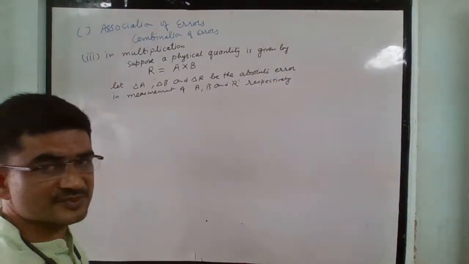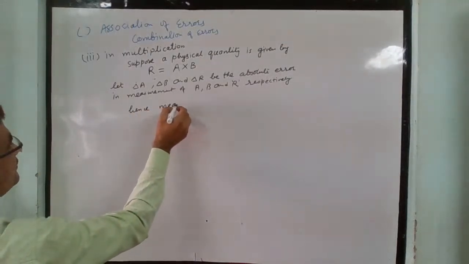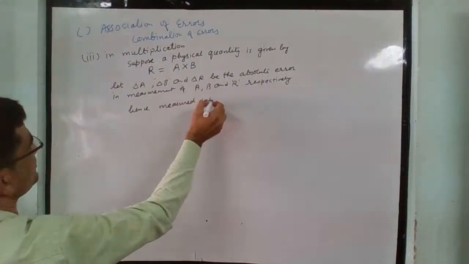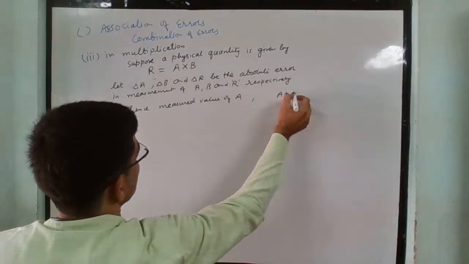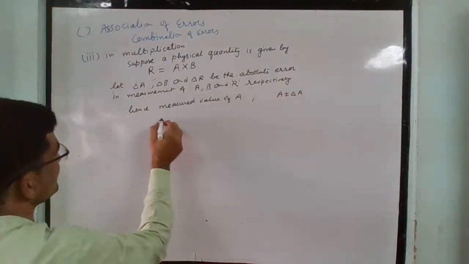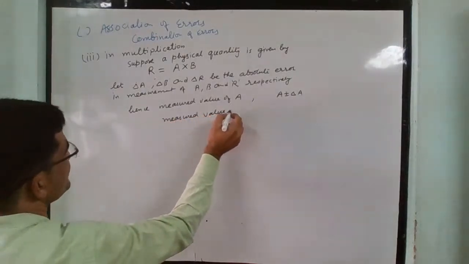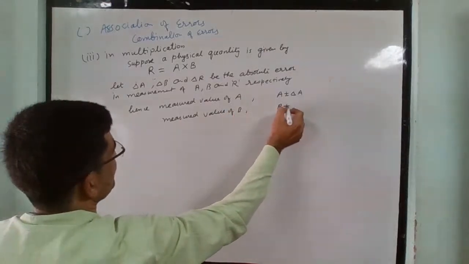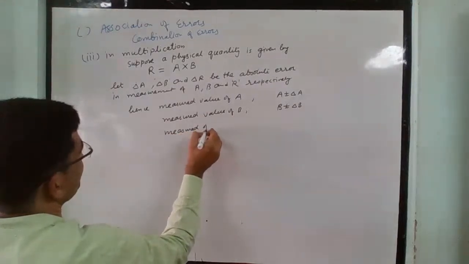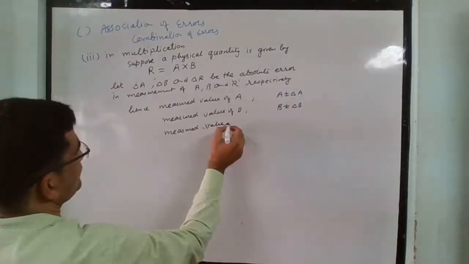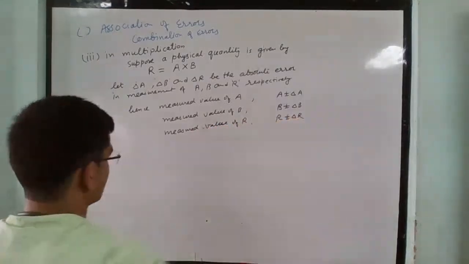Okay. So what is the measured value? Measured value of A, that will be A plus minus delta A. Similarly, measured value of B, up to here it is exactly the same as we took before: B plus minus delta B, and measured value of R plus minus delta R.